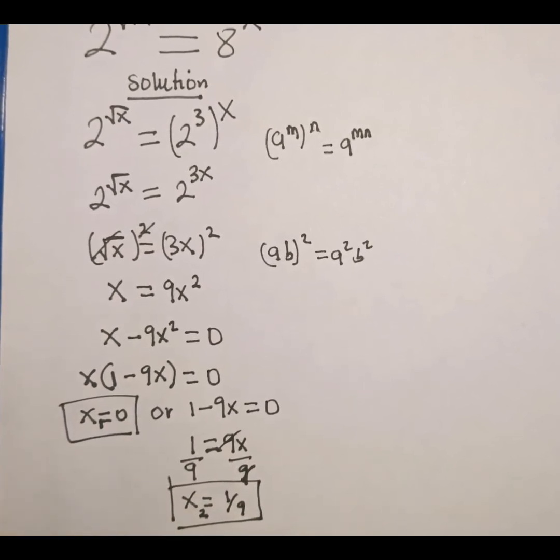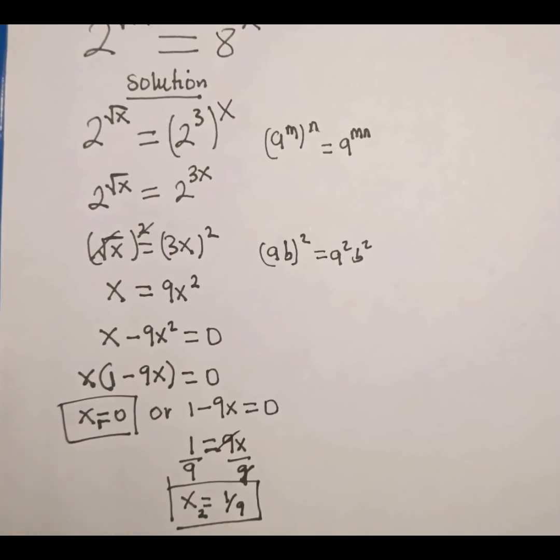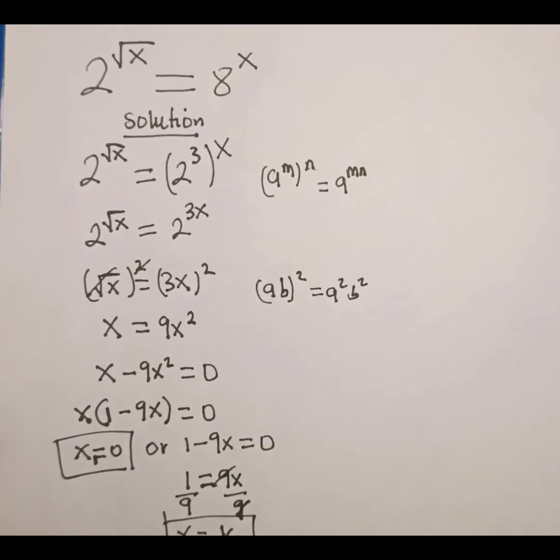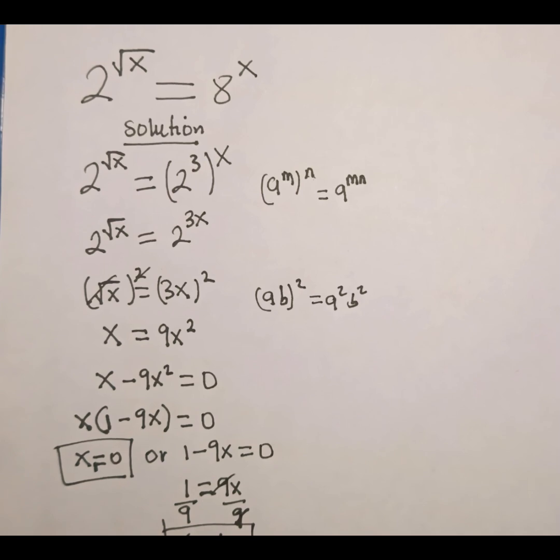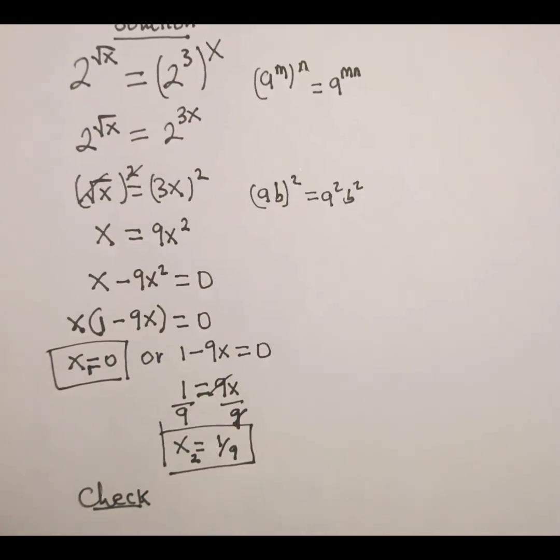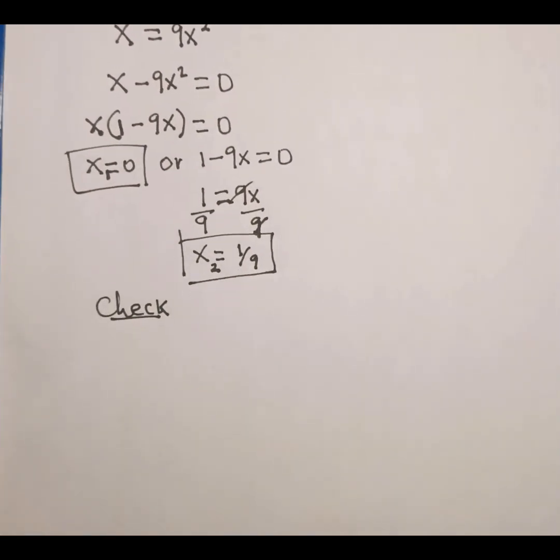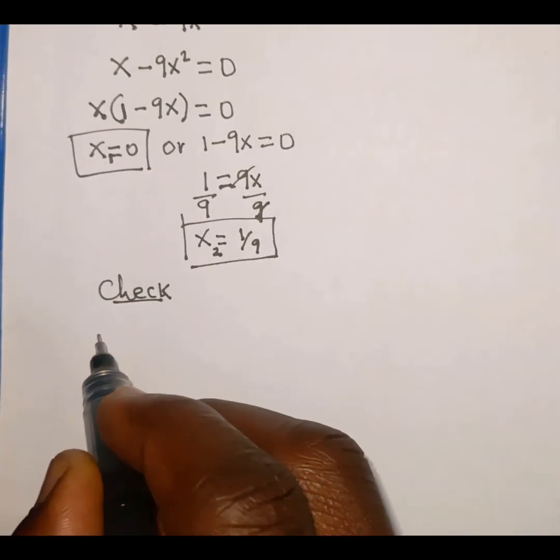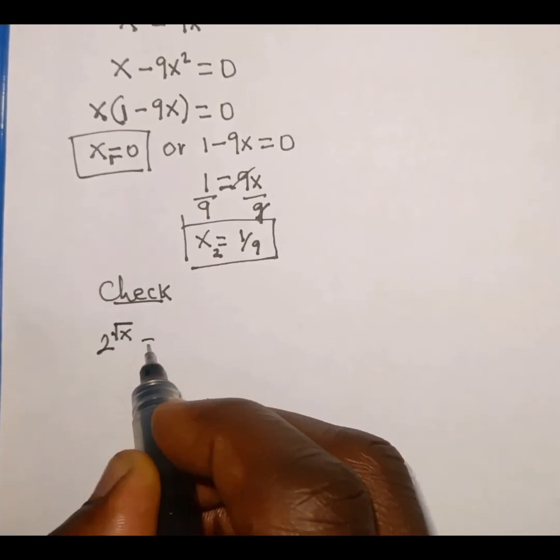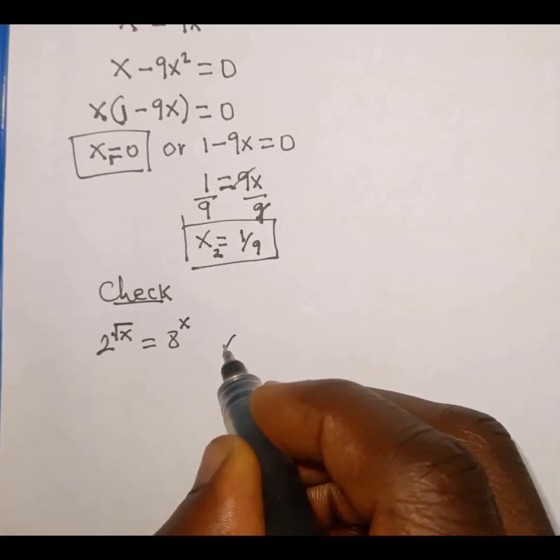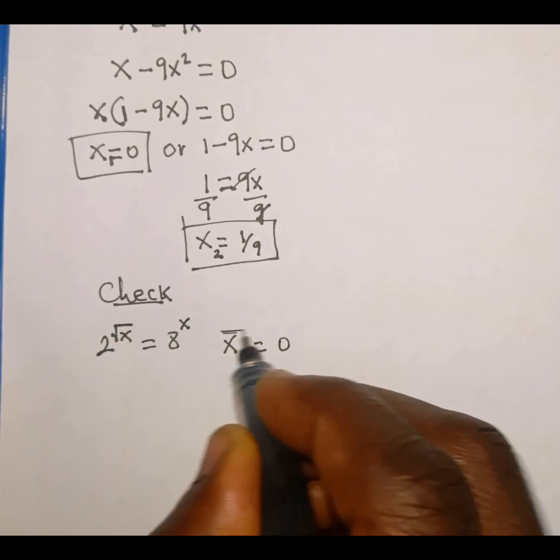But if you solve this kind of equation, for you to be sure that these two values really satisfy the equation, we need to plug in the two values to see whether the left hand side of the equation is going to give us the right hand side. Now to check this, what we are going to do is to rewrite the original equation that is given, and the original equation is given as 2 raised to the power of square root of x, which is equal to 8 raised to the power of x.